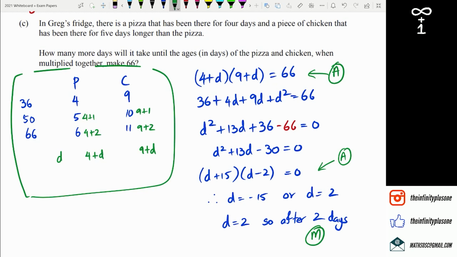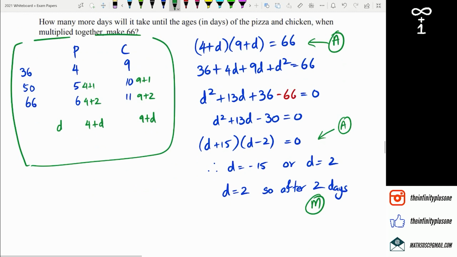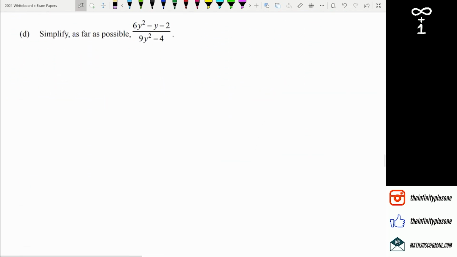Spent way too long on this frustrating chicken pizza question. Moving on. Back to some more normal algebra.